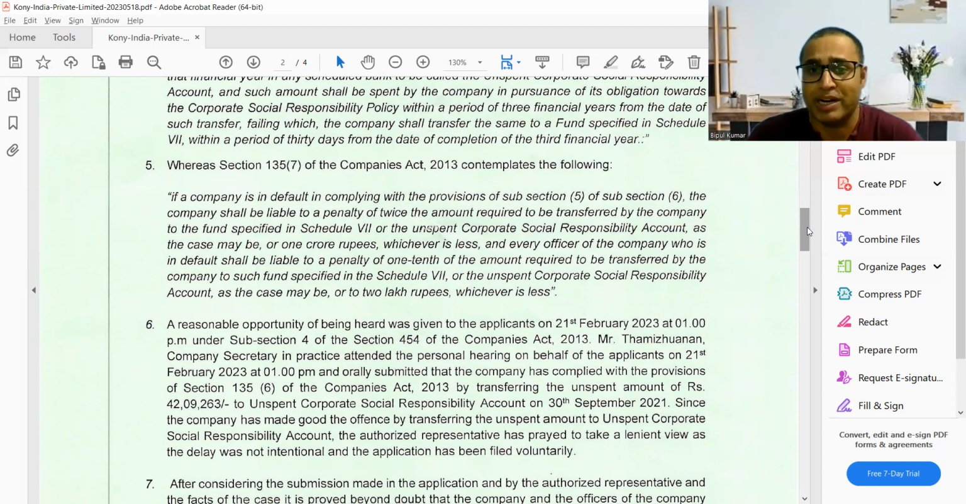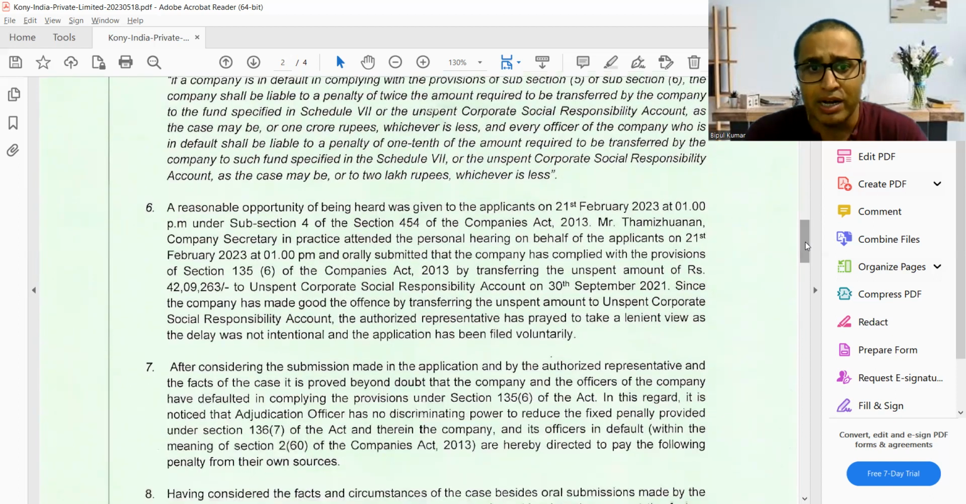A reasonable opportunity of being heard was given to the company, and the authorized representative attended the hearing and gave oral submissions that the company has complied with the provision of section 135 subsection 6 of the Companies Act by transferring the unspent amount to the unspent CSR account on 30th September 2021. Since the company has made good the offense by transferring the unspent amount, the authorized representative prayed to take a lenient view, as the delay was not intentional and the application has been filed voluntarily.